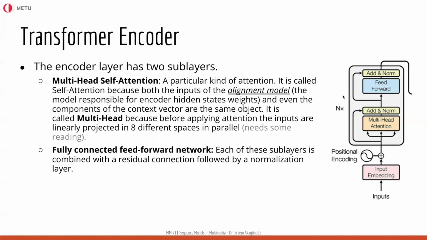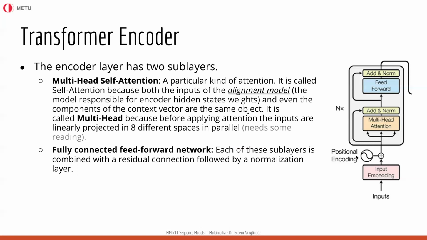So let's remember these blocks. Multi-head self-attention, a particular kind of attention. Self-attention, you already know this. It is called self-attention because both inputs of the alignment model, the model responsible for encoder hidden state weights, and even the components of the context vector are the same object. That's the story. Because in normal attention, in the Bahdanau model of attention, we related the hidden states of the decoder to the encoder, right? But in self-attention, you're relating the embedded vectors to themselves, without any specific knowledge of the position. Although position is encoded here.